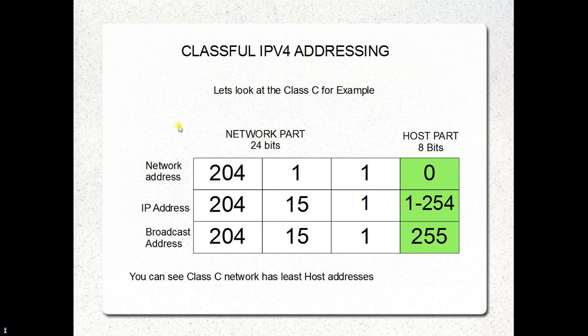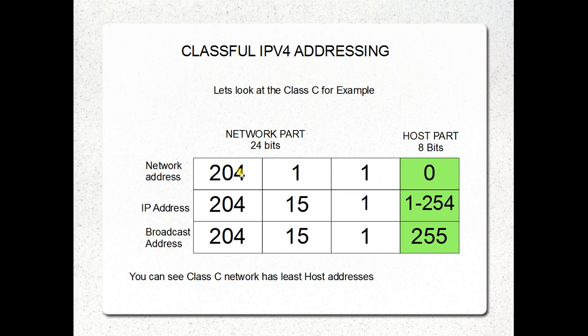Okay? So let's go ahead and look at a Class C example. Let's say you only need 50 IP addresses for hosts. Then you probably want a Class C. So here's a Class C network address, 204.15.1.0.